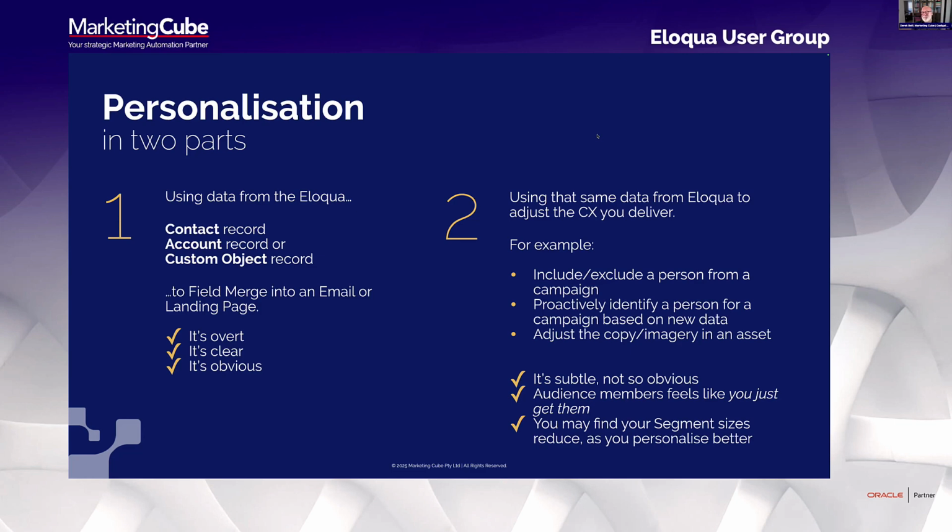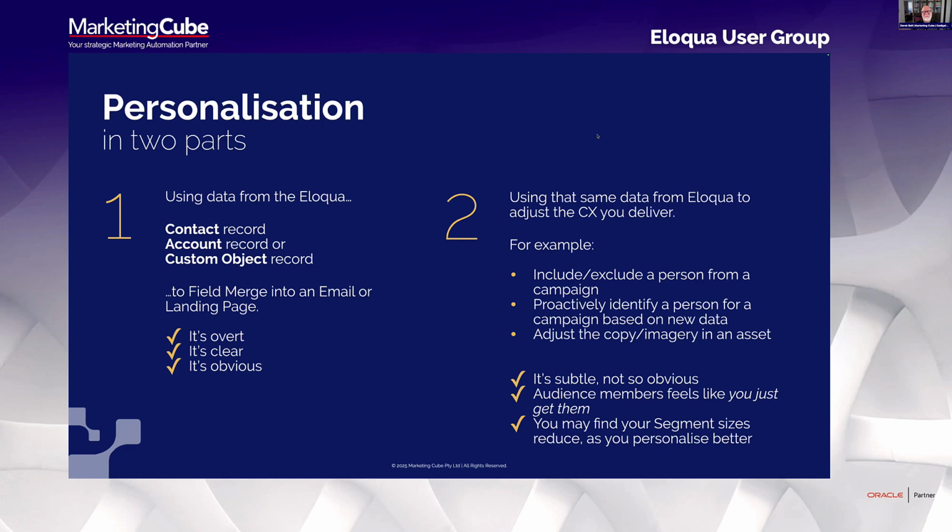Adjusting copy or imagery on assets, emails or landing pages is the no-brainer, and that's the one that we're going to explore in a bit more detail here. So this one, I would argue, is subtle. It's not so obvious to people, depending on how overt you make it.